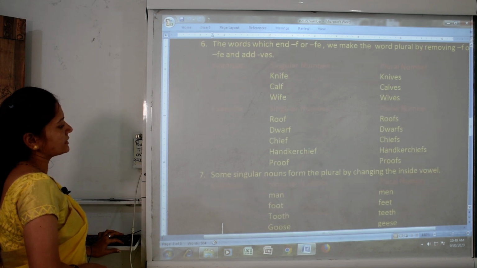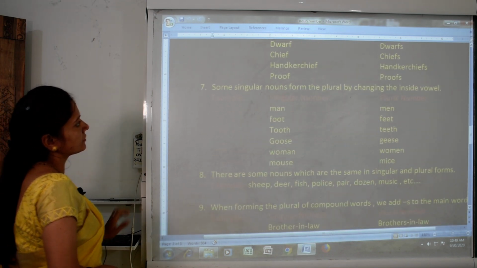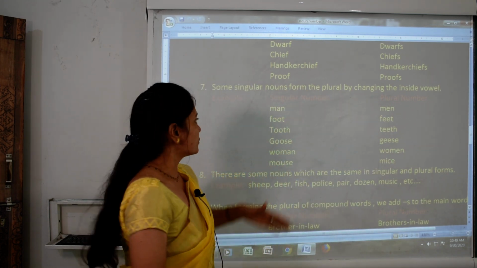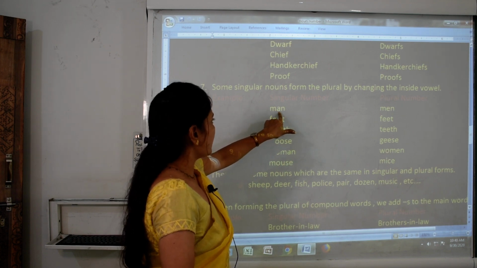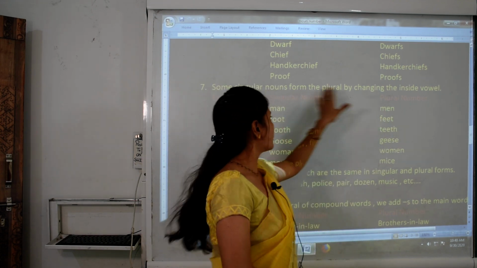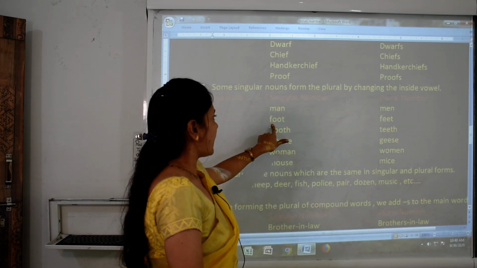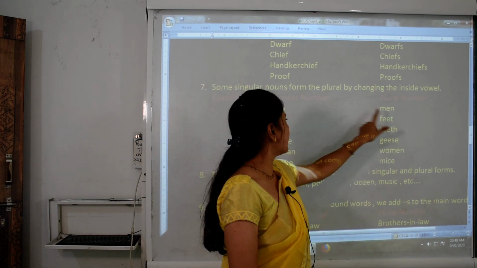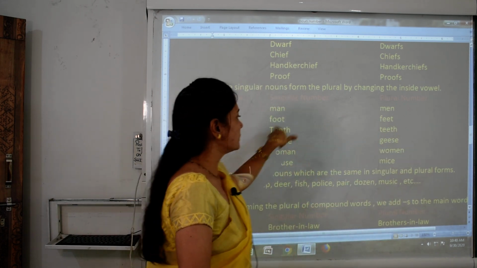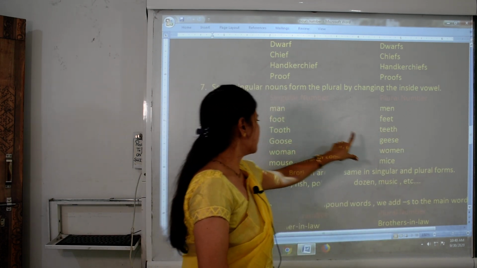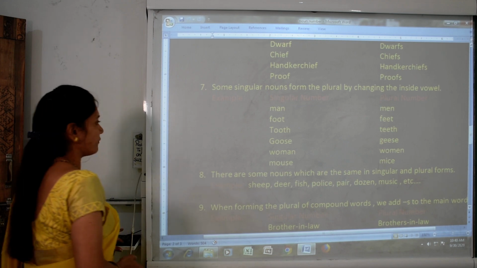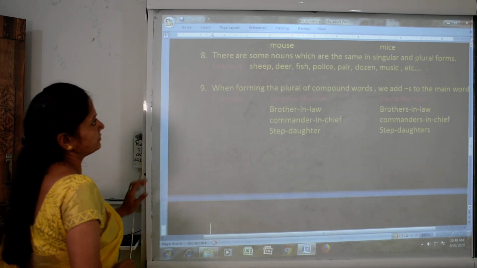Okay. Now let's see rule number 7. Some singular nouns form the plural by changing the inside vowel. Here you can see man. The inside vowel is changed, A changed into E. So man, men. Foot, the inside vowels are changed and OO changed into EE. So feet. Tooth, teeth. Goose, geese. Woman, women. Mouse, mice. So in these words we have to change only the inside vowel.